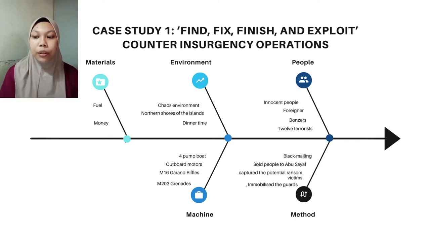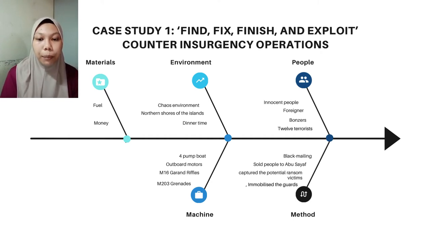Materials is one of the main factors the terrorists succeeded in their mission. Firstly, they used fuel. The kidnappers got a supply of fuel from Mobin Halil to move the boat to carry out the kidnapping activity. Secondly, money. They kidnap people and sell them to Abu Sayyaf if the victim's family fails to hand over the ransom. By selling victims to Abu Sayyaf, they earn money.